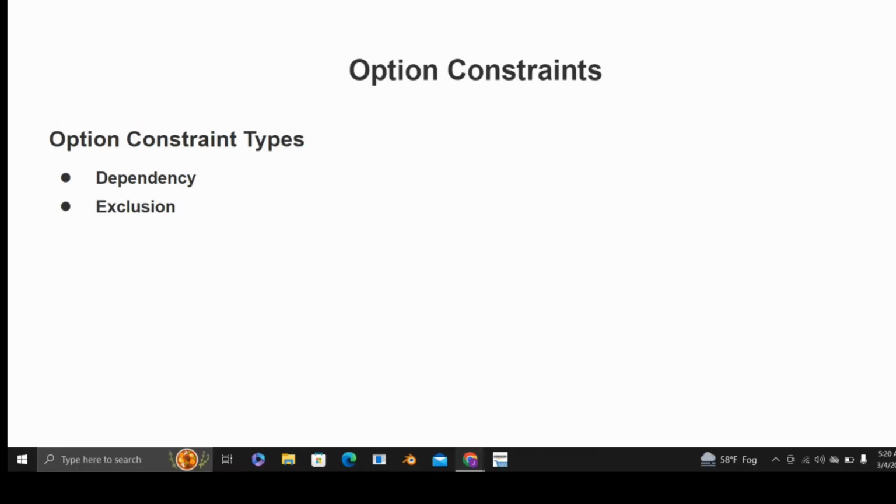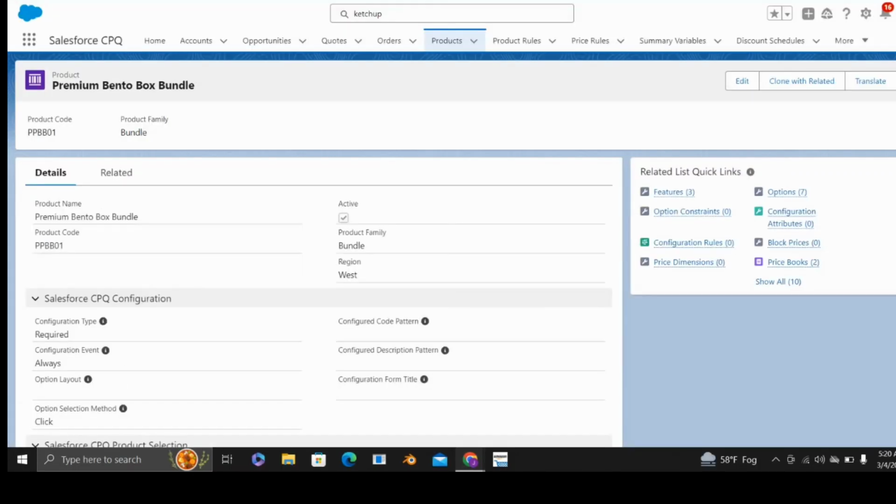So in this session, I am going to cover this first scenario, which will be a dependency. Okay, so the ketchup is constrained to be selected unless the sales rep has selected the octopus hot dog. So I'm going to show that for you in our Salesforce environment.